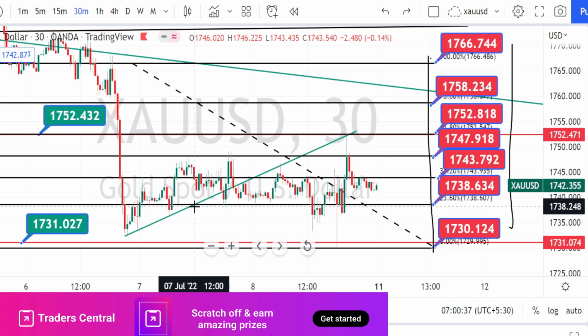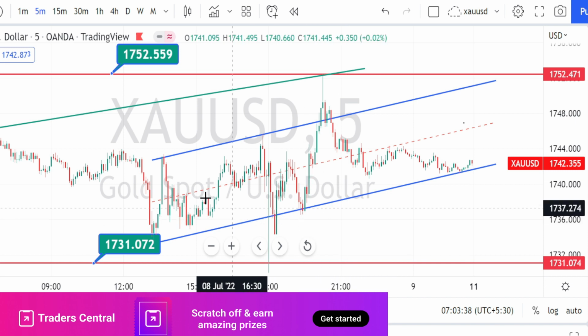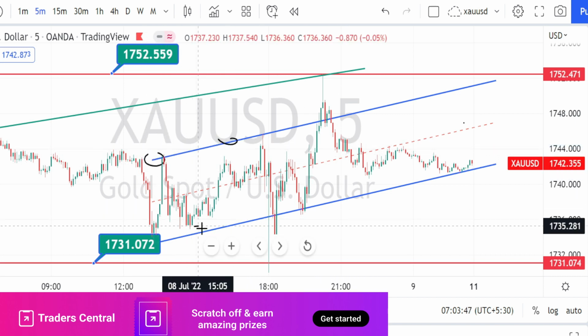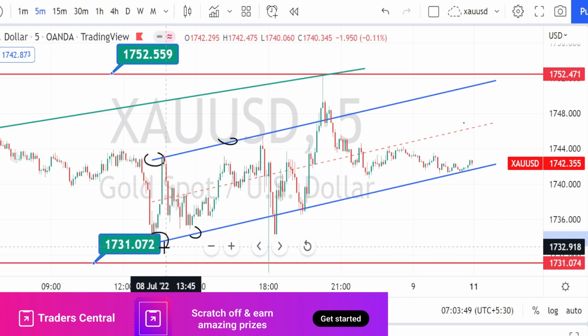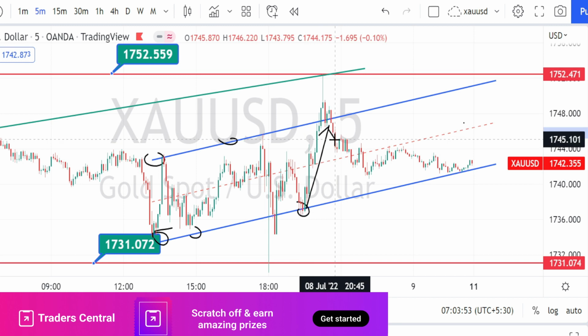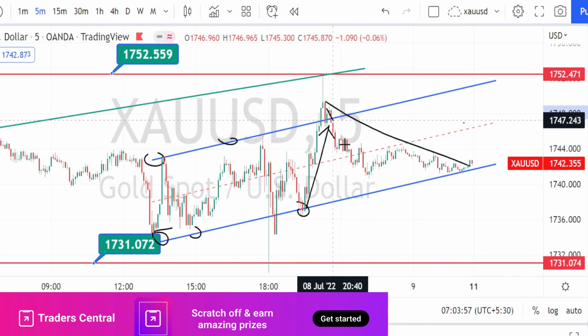Let us do the analysis in 5 minutes time frame. I am in 5 minutes time frame now. In 5 minutes time frame, I have drawn a resistance line and a support line where we have noticed a price action to take support and to trend back on the bullish side. And currently we are noticing the price action to trend on a bearish side.